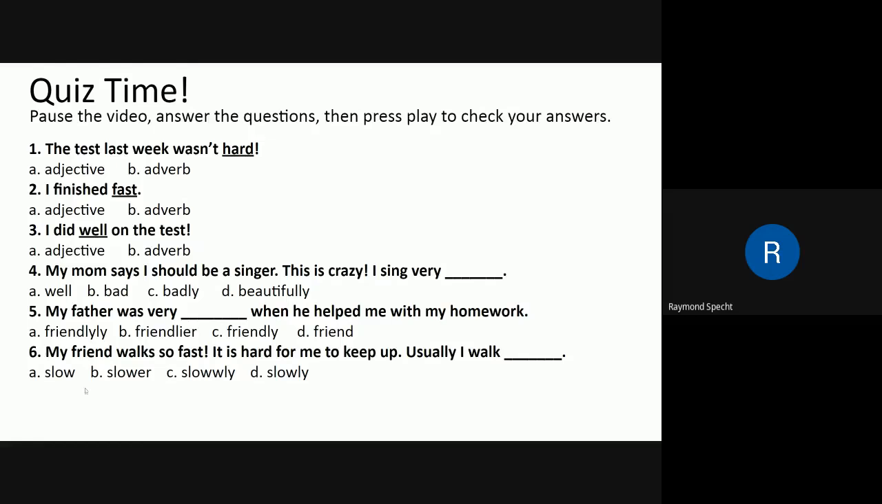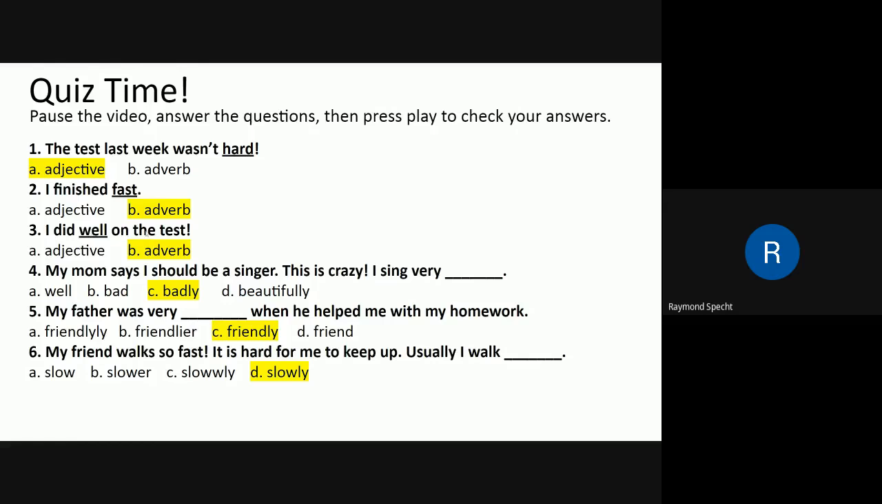All right, let's check our quiz answers. The test last week wasn't hard. Hard, adjective. I finished fast, adverb. Okay, and again, remember, we want to go back and we want to look at this underlined word. What is it describing? It's describing how I finished. It's describing the action verb, so it's an adverb.